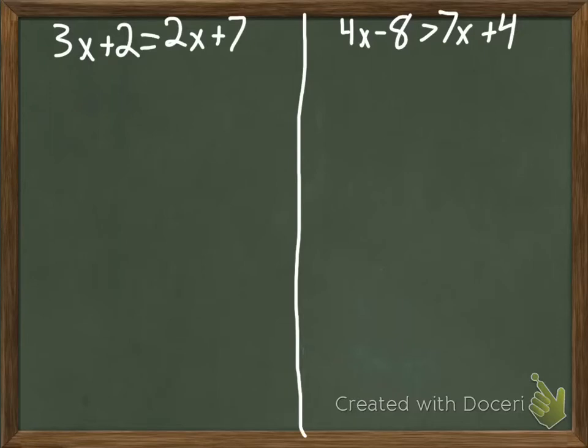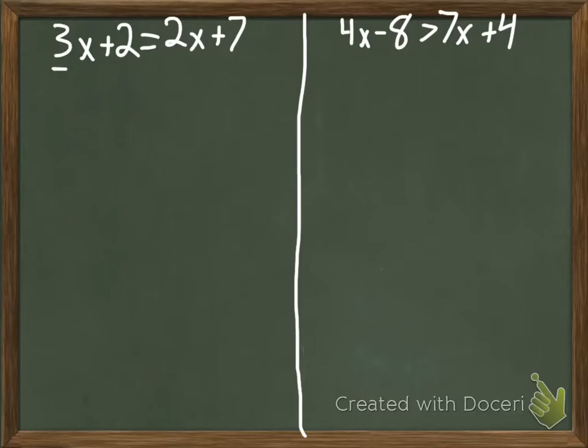Now here's the trick that I'm going to let you in on. Whenever you move the variable, you want to move the small variable to the bigger side. So we want to move the small variable to the big side, because if you do that, you will always work with a positive number with your variable.